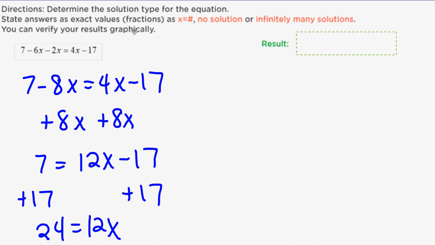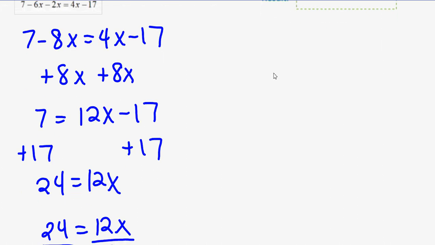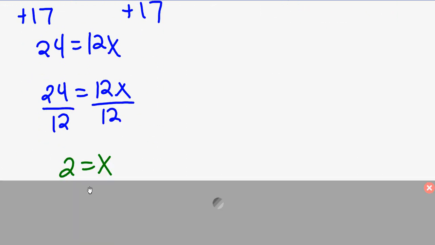Well, we could take the 2 and put it back into the original equation, right, and simplify. The left-hand side and the right-hand side should give us the same result. Or, using Desmos, we can put the left-hand side of the equation in y1, the right-hand side of the equation in y2, and see where they meet, and the x value should be at 2.